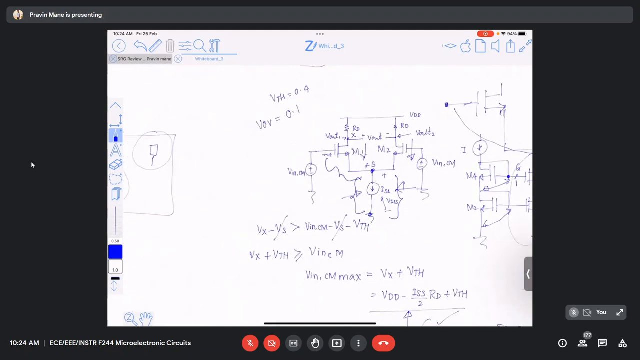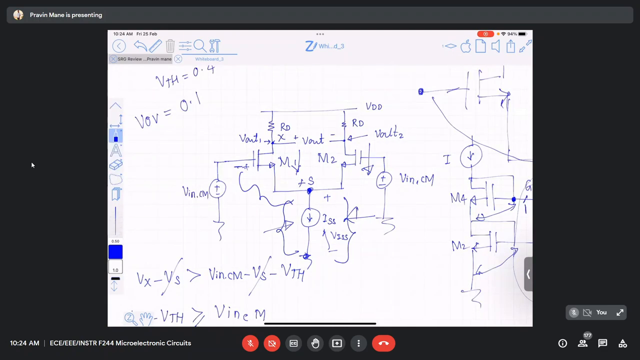Now suppose I applied a voltage within the range 1.1 to 1.8 volt. My next question is, suppose V in CM is equal to 1.5 volt. What will be the current flowing through M1 and M2? Suppose ISS is 0.4 milliampere. I'm just giving you an example, 0.4 milliampere. What is the current flowing through M1 and M2? 0.2 each. If the voltage is 1.1, what is the current?